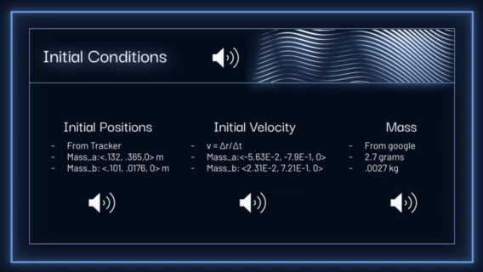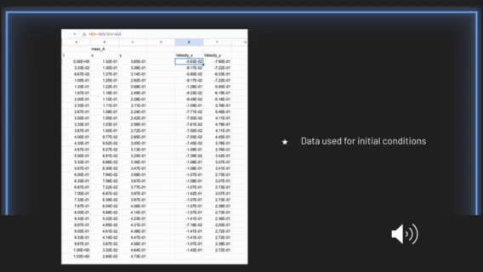For mass A, the initial velocity was negative 5.63 e negative 2, negative 7.9 e negative 1, 0 meters per second, whereas the initial velocity for mass B was 2.31 e negative 2, 7.21 e negative 1, 0 meters per second. We got the value of the mass from Google, stating that each ping pong ball weighed 2.7 grams. Here's the data we used for the initial conditions.